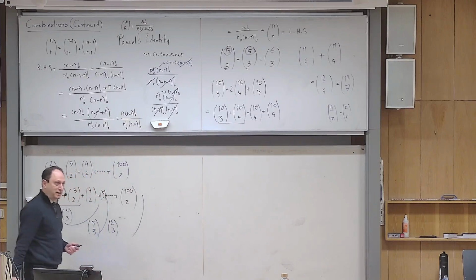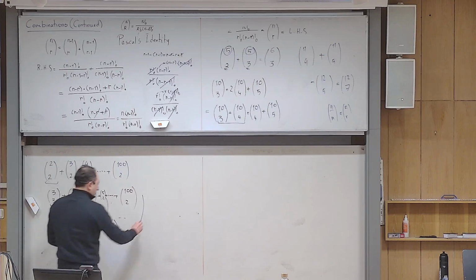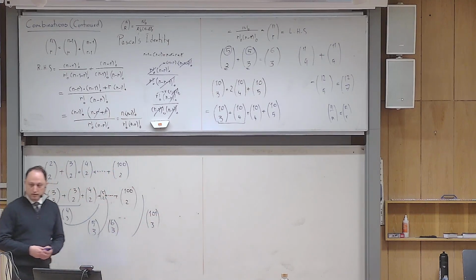What do you think will be the last answer? C(101,3). Yeah, 101 choose 3. Okay, that's also one way of thinking about the problem.